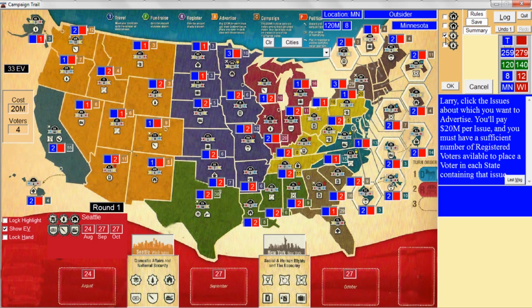I think I'm going to stick with affordable housing. I'm going to advertise on both issues of affordable housing. So this is going to cost me $20 million times 2, or $40 million, and I'm going to have to place all 8 of my starting registered voters. 2 voters in Minnesota, 2 in New Mexico, 2 down there in Louisiana, and 2 over here in Rhode Island. So I'm going to go ahead and click OK to perform that action. Again, my program is going to take care of all the bookkeeping.